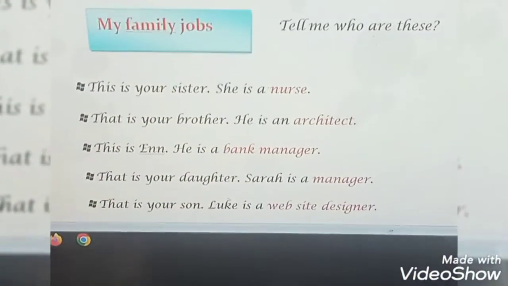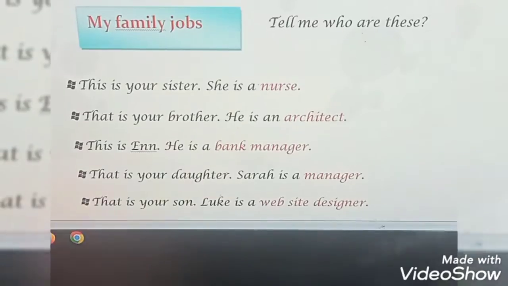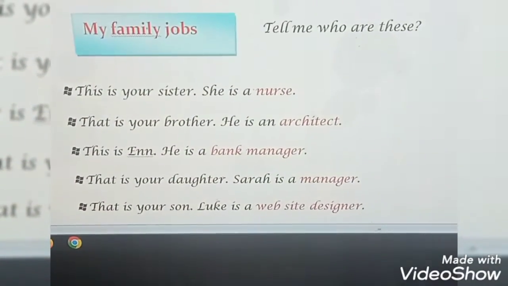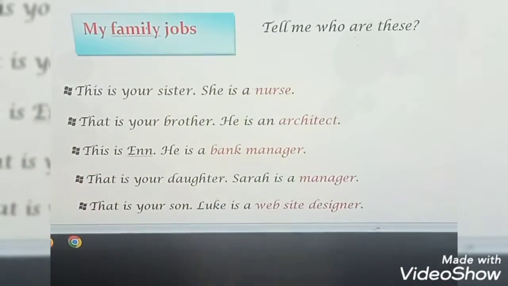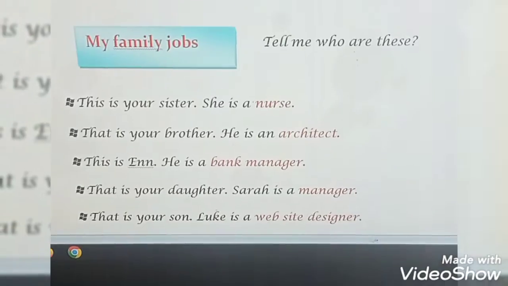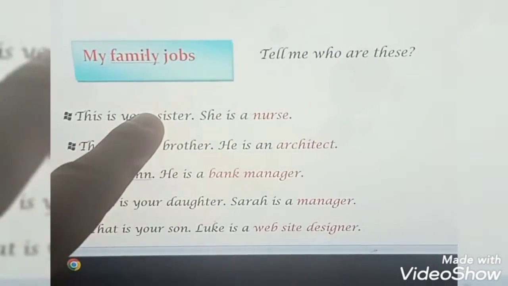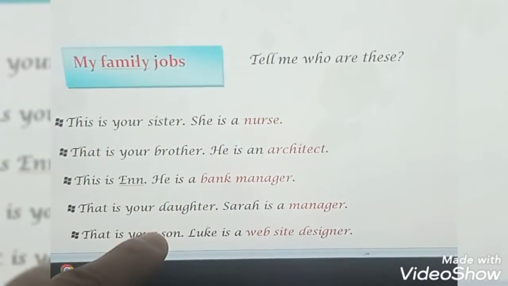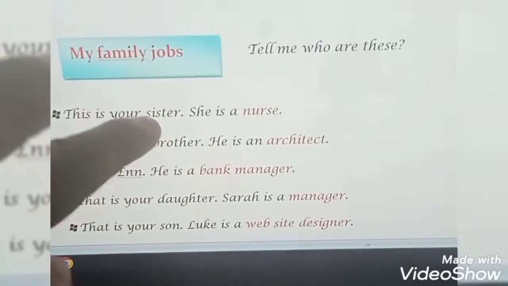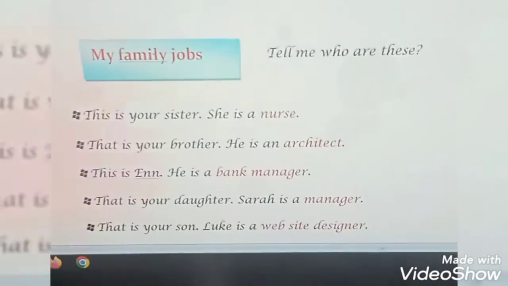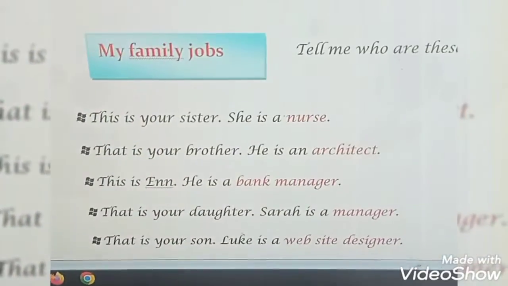So we start with my family jobs. Tell me who are these. Now who are these? For example, I speak about some of my family. For example, it says sister, brother, and daughter or son. I choose 4 examples only. So we start. Follow me.